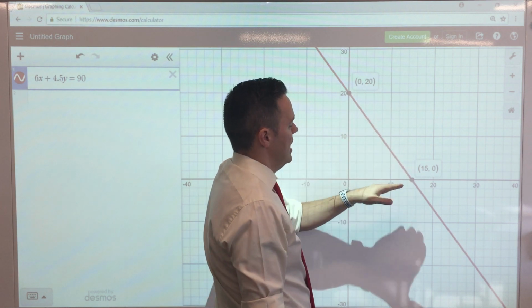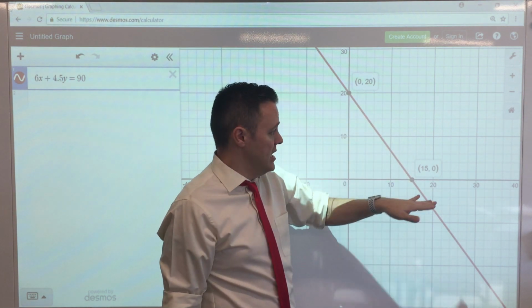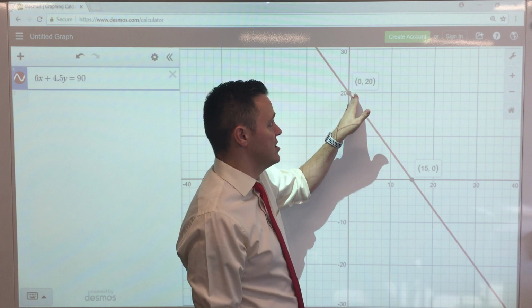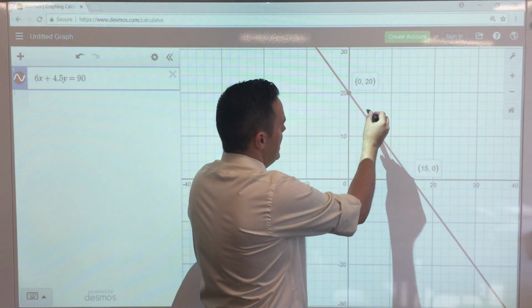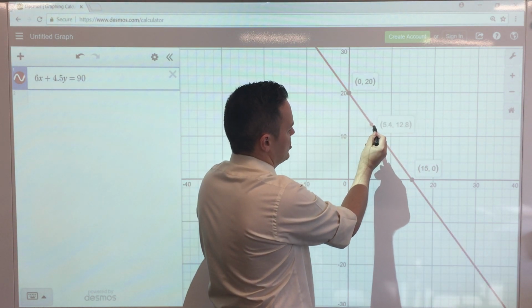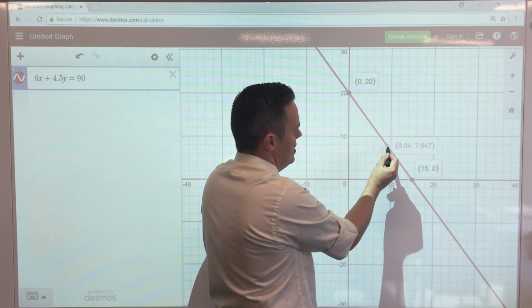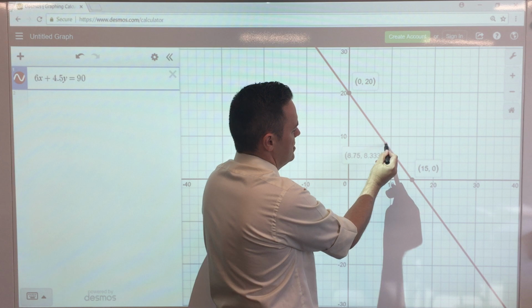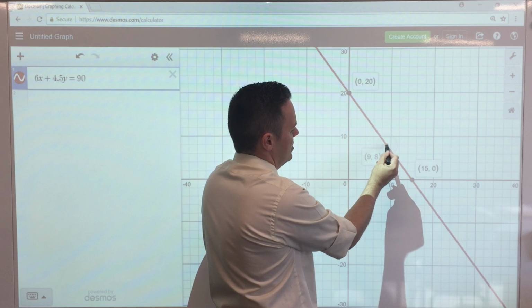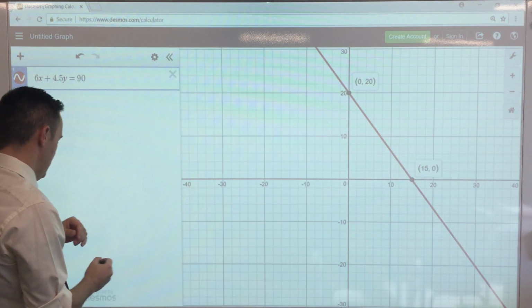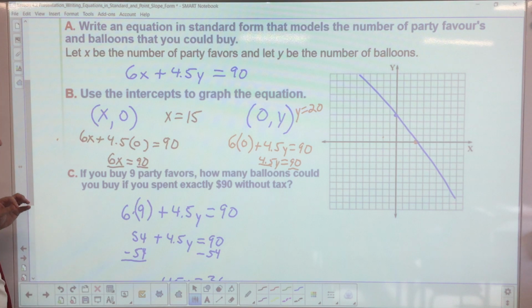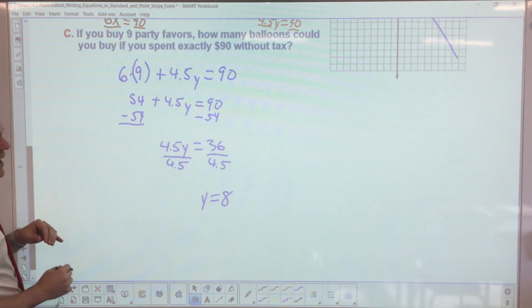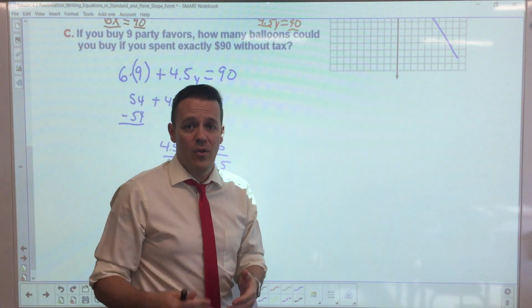Here's my thing, okay? My x-intercept is 15, 0. My y is 0, 20. That's what we discovered. If I'm asking you how many party favors, so my x value is going to be 9. If I do that, ladies and gentlemen, my y value becomes, if I can get on it, 8. I breathed. You guys saw that, hopefully. No, that is the fastest way to do this. Can you do the math? Yes, but I want you to graph it.